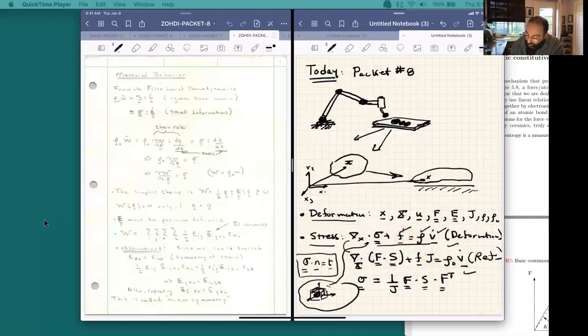One thing to make very clear here is they are equivalent. These are exactly the same statements of the balance of linear momentum. It's just that one is over the deformed configuration and one is over the reference.